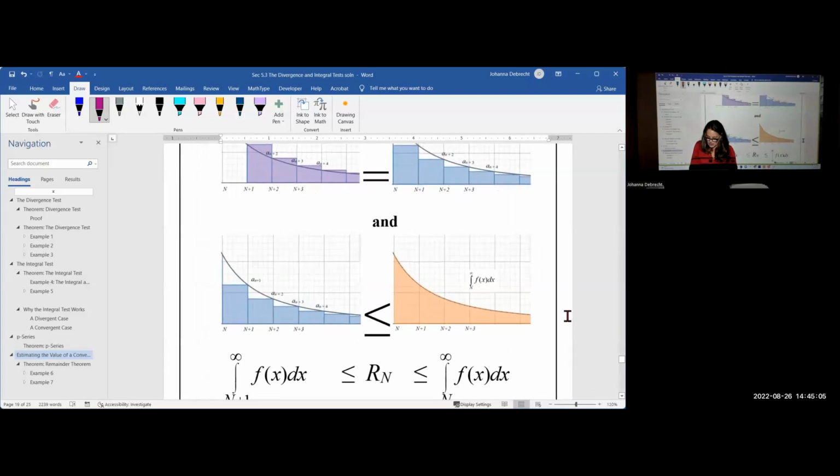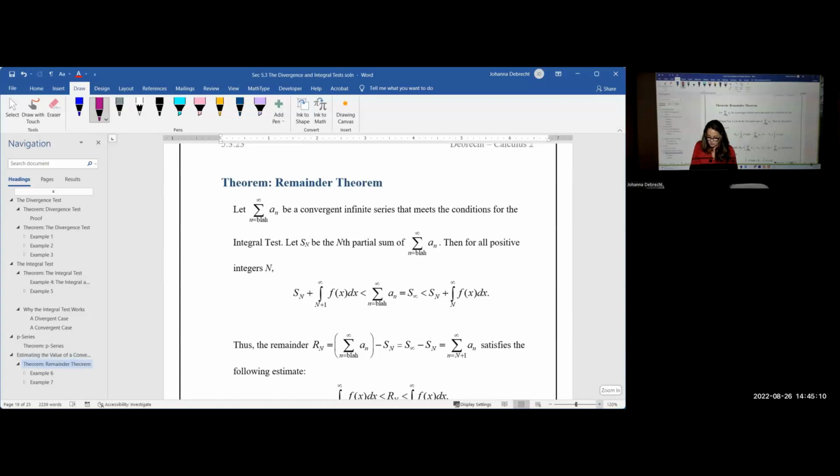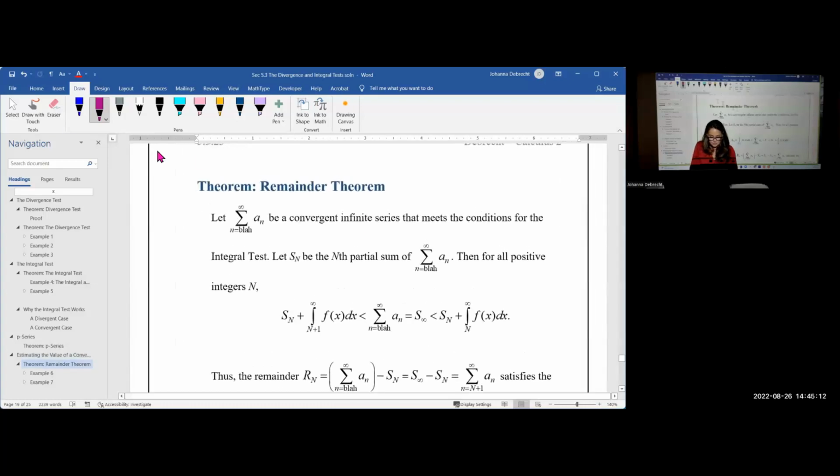So now let's go ahead and take a look at the theorem, which is called the remainder theorem. The remainder theorem is going to tell you how to put an upper bound and a lower bound on the error. So we're going to let the series of a sub n be a convergent infinite series, which adds up to a finite number, and it has to meet the conditions of the integral test so that we can use the Riemann sums to approximate.